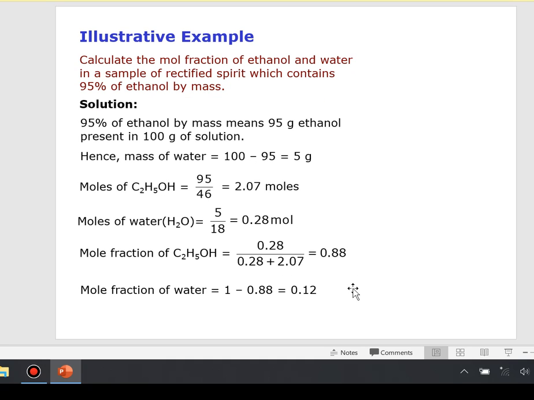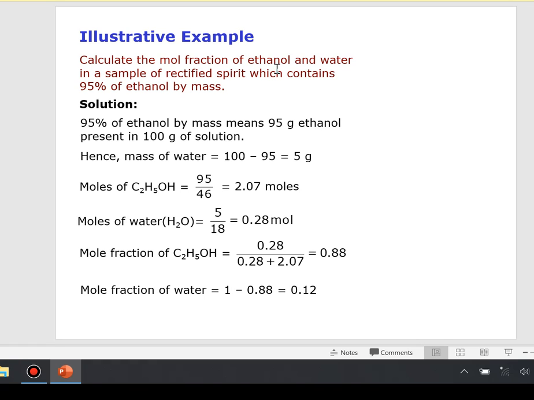Another example, mole fraction of ethanol and water. In a sample of rectified spirit which contains 95% of ethanol by mass, you have to find the mole fraction.